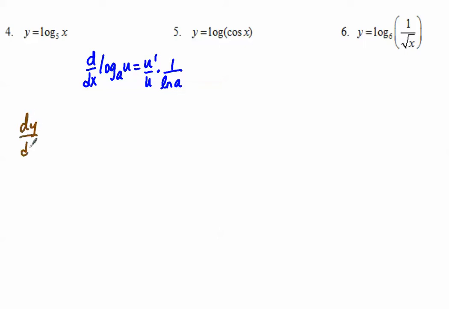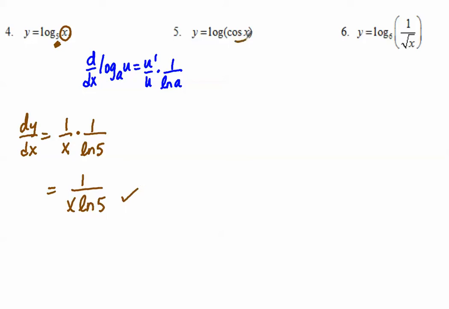dy/dx is, the base is 5. So u prime, u is this guy, u prime is 1 over x, times 1 over natural log of 5. Well, that's fine, but I can write that simpler: 1 over x natural log of 5. That's it. Memorize your derivatives.